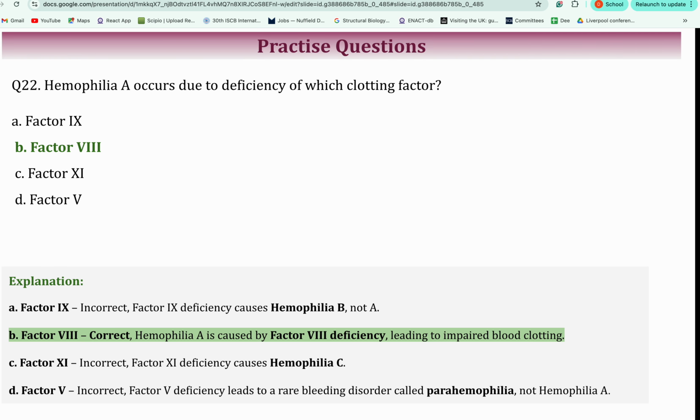Okay, let's see. So the right answer is option B, that is factor 8. Factor 8 is the one which leads to hemophilia A, and hemophilia A is the type of hemophilia which is most common. Factor 9 leads to hemophilia B. Factor 11 defect leads to hemophilia C. Factor 5 is incorrect because this deficiency leads to a rare bleeding disorder which is known as parahemophilia and not hemophilia A.